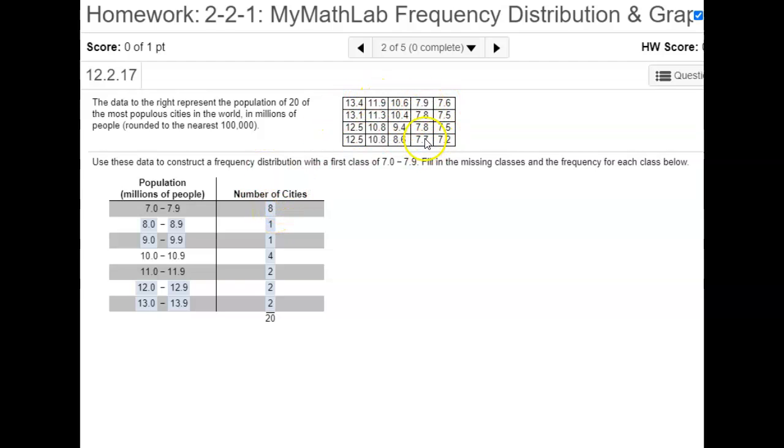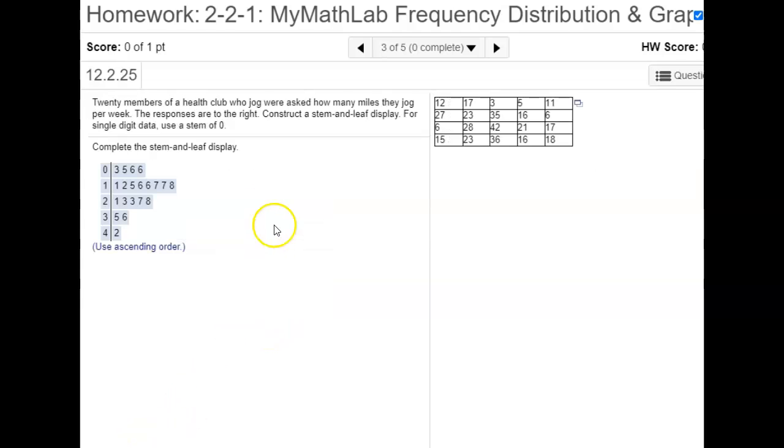And then just continue where you left off and see how many fall in between 8.0 and 8.9, and I'm counting, there's just 1, and so 1 would be my frequency for that next class, that next group. And then continue doing that. Make sure you don't leave any of them out. These numbers should add up to 20 since there's 20 total cities and they all have to fall into one of these groups, one of these classes. But just fill in your frequency table, and that's what we're looking for here.